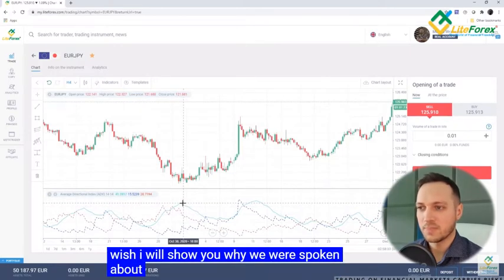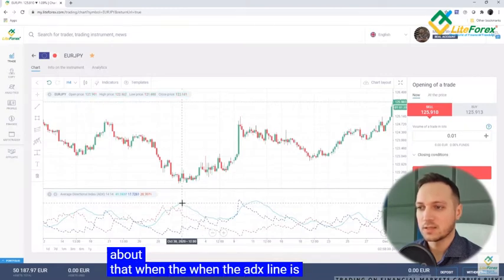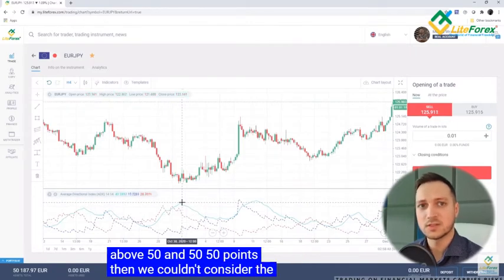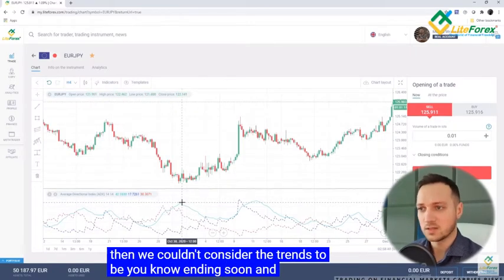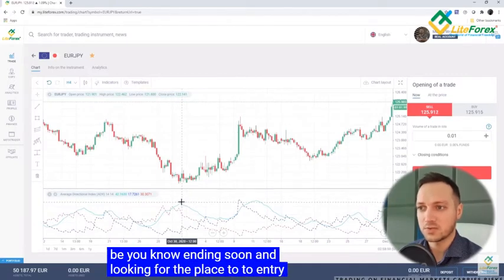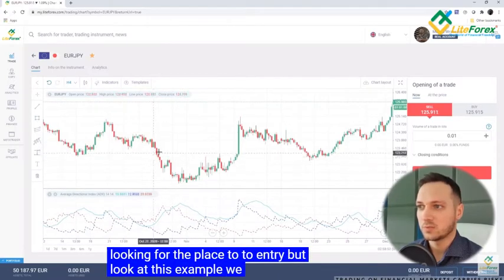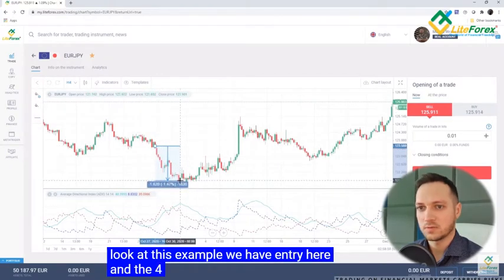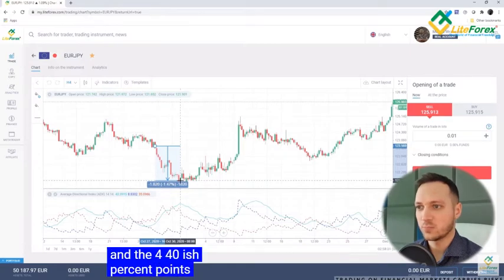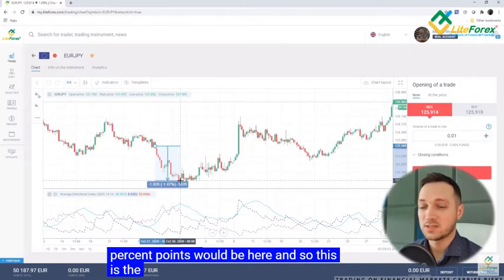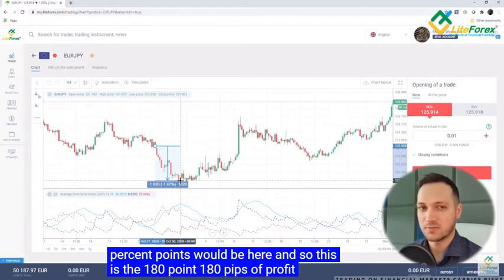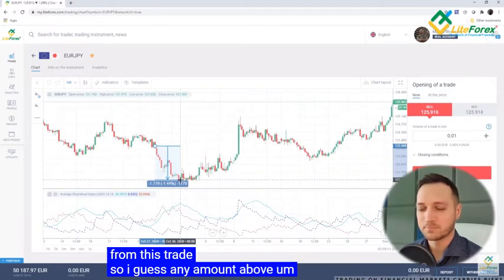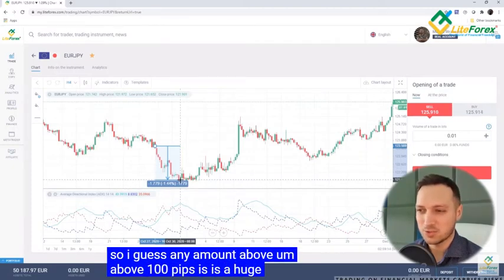We were speaking about that when the ADX line is above 50 points, then we can consider the trend to be ending soon and look for the place to exit. But look at this example. We have entry here, and the 40-ish points would be here, and so this is 180 pips of profit, guys, from this trade. I guess any amount above 100 pips is a huge profit.